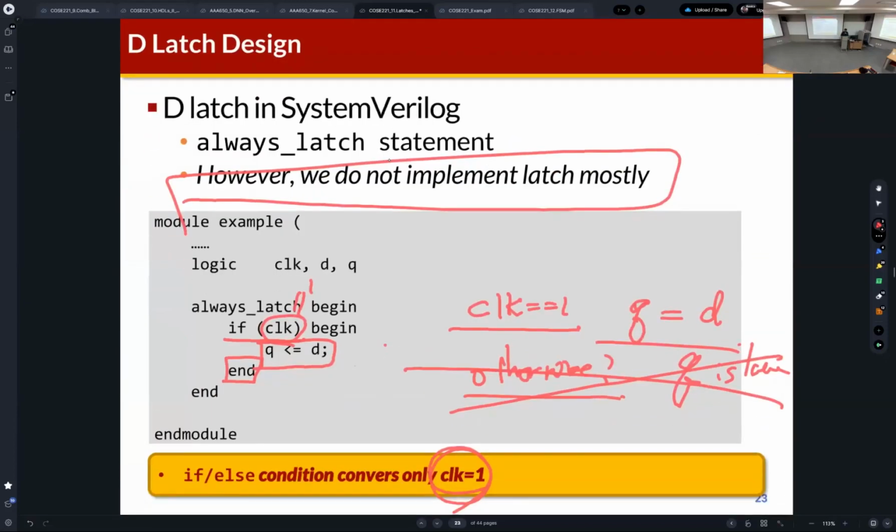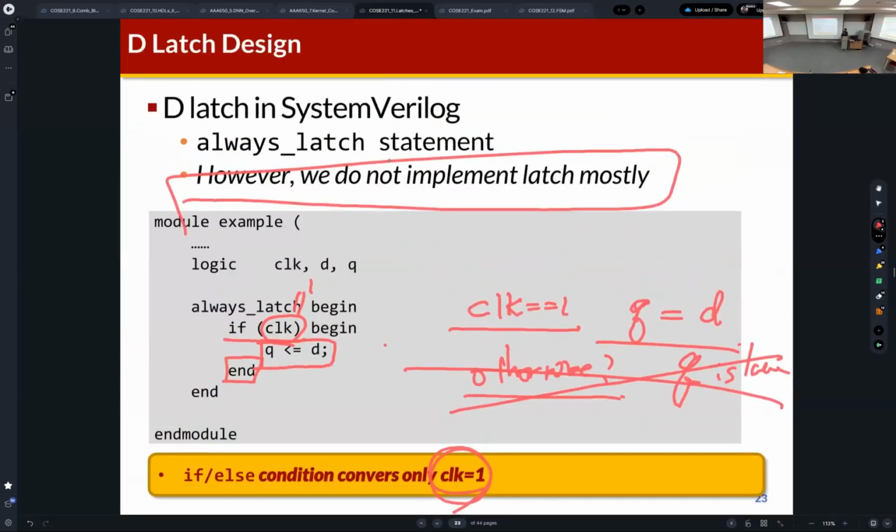Okay, I also show an example implementation of the latch. We can use an always statement for implementing a latch. But you need to remember that usually we use latches only for special circuits, and in this design we do not use latches. So actually there is a syntax for latch design, but we do not usually use latches.